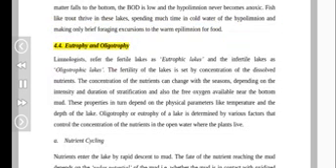4.4. Eutrophy and oligotrophy. Limnologists refer to the fertile lakes as eutrophic lakes and the infertile lakes as oligotrophic lakes. The fertility of the lakes is set by the concentration of the dissolved nutrients. The concentration of the nutrients can change with the seasons, depending on the intensity and duration of stratification and also the free oxygen available near the bottom mud. These properties in turn depend on the physical parameters like temperature and the depth of the lake.